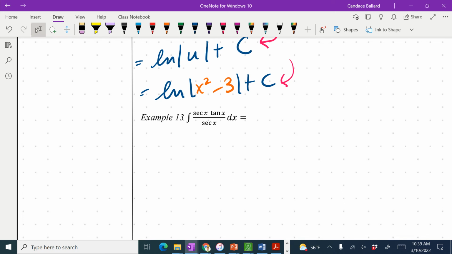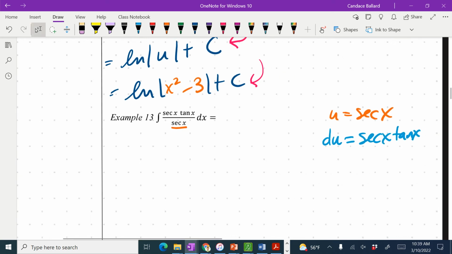Let's follow the rules we just learned, okay? We said the only time we don't use the denominator as our u is if it's natural log. So what are you going to use as the u this time? Just secant x. So u equals secant x. What's du equal to? Secant x tangent x. Big hint: look at what's there. So secant x tangent x dx is the du.